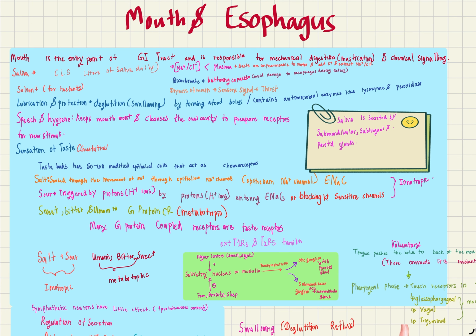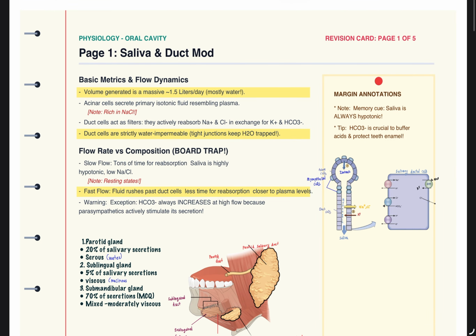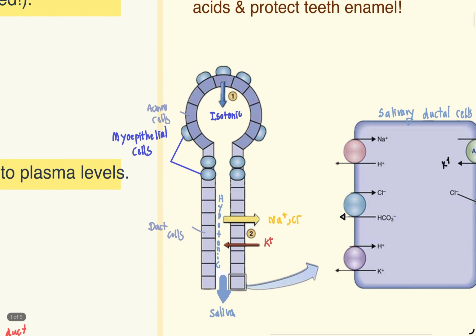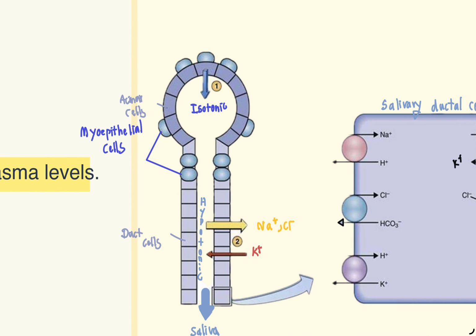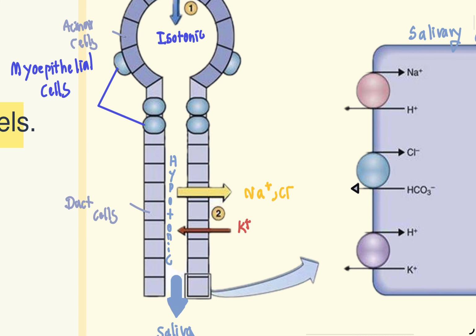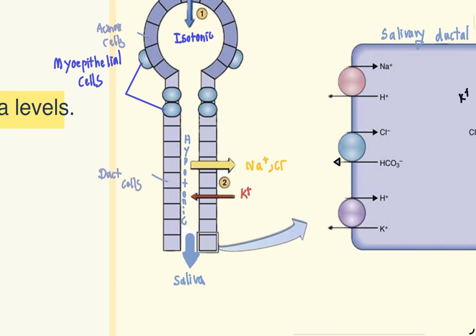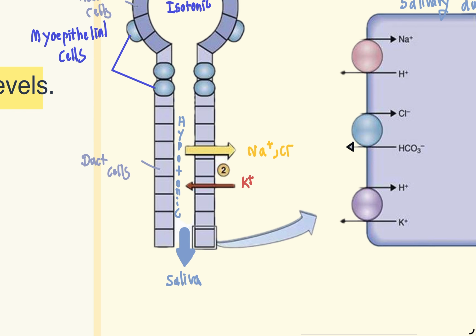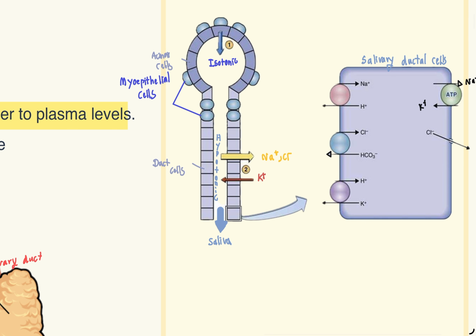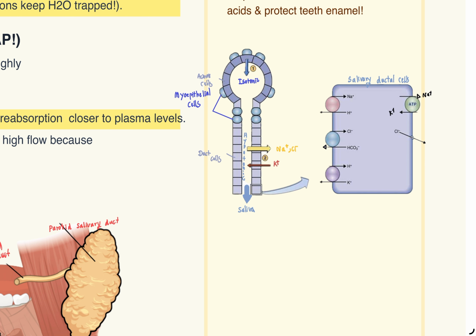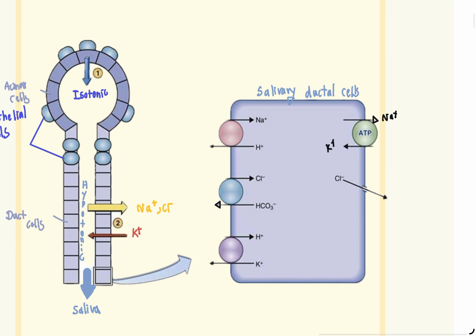and saliva is secreted as an acidic solution at first, and then due to ductal cells, sodium and chloride are extracted while potassium is given. So it becomes hypotonic when it is near the lumen. So this is how the salivary ductal cells work.